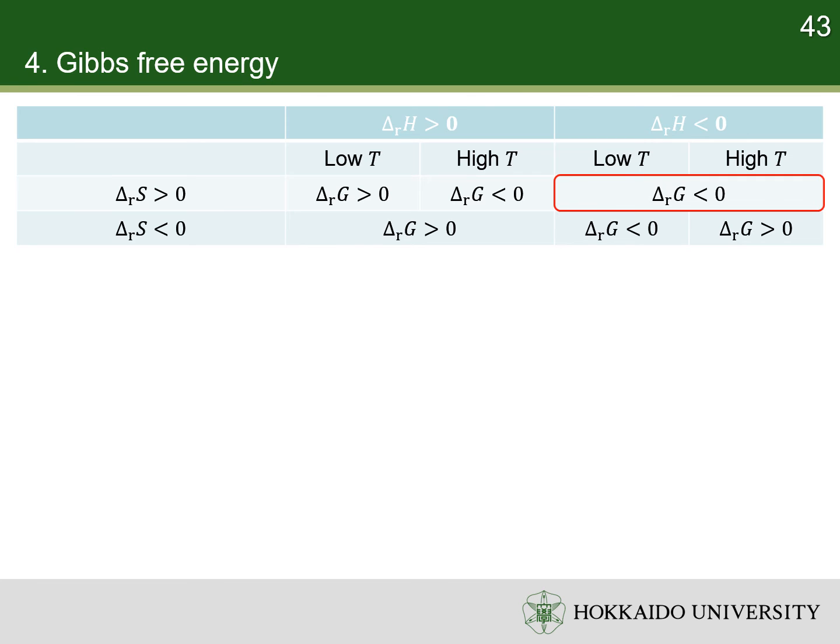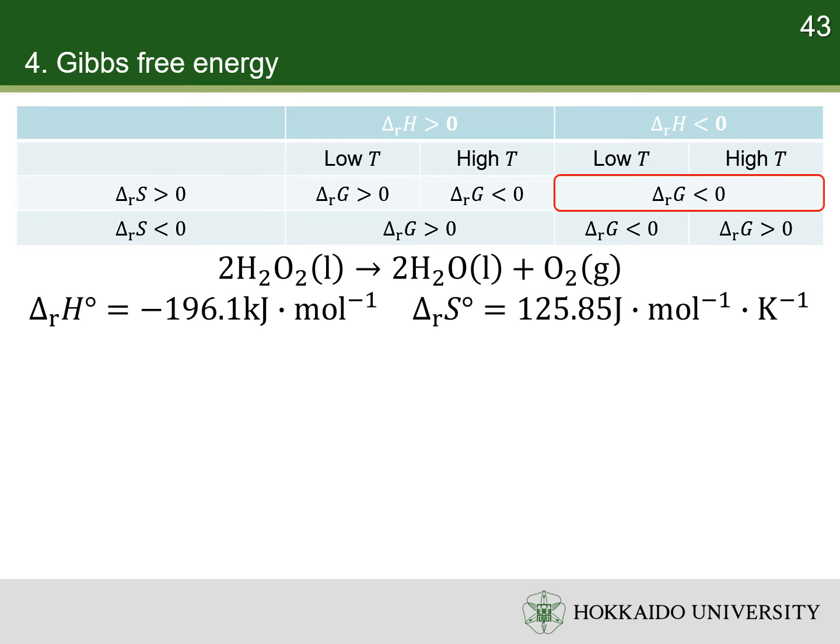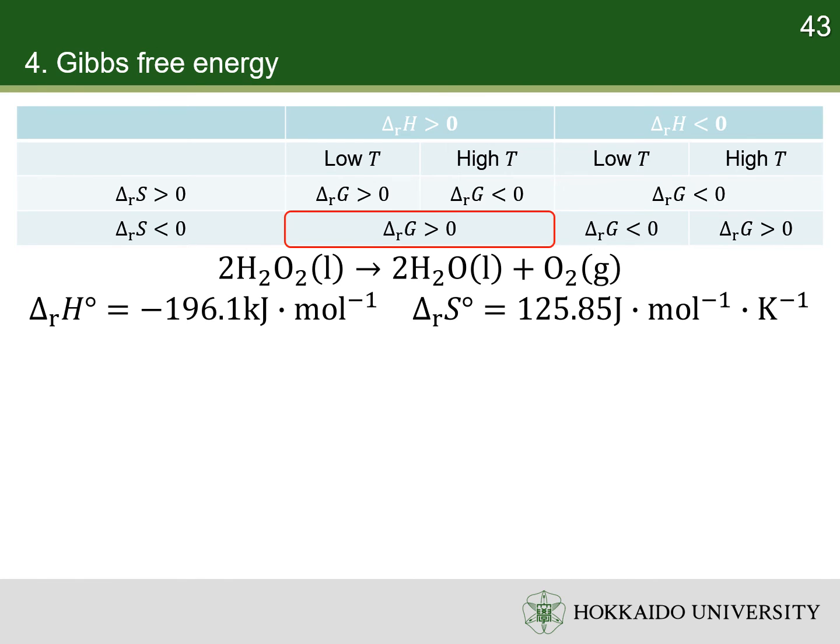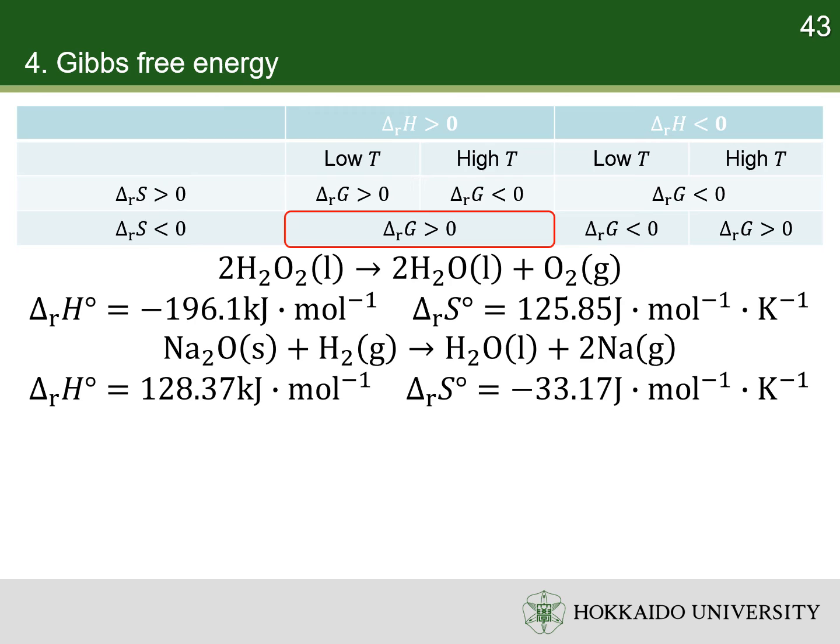In a chemical reaction, if the enthalpy decreases and entropy increases, the Gibbs free energy always decreases. Such a reaction is spontaneous at any temperature. A typical example is the decomposition of hydrogen peroxide to water and oxygen. If the enthalpy increases and entropy decreases, the Gibbs free energy always increases. Such a reaction is always non-spontaneous. A typical example is the reduction of sodium oxide by hydrogen.